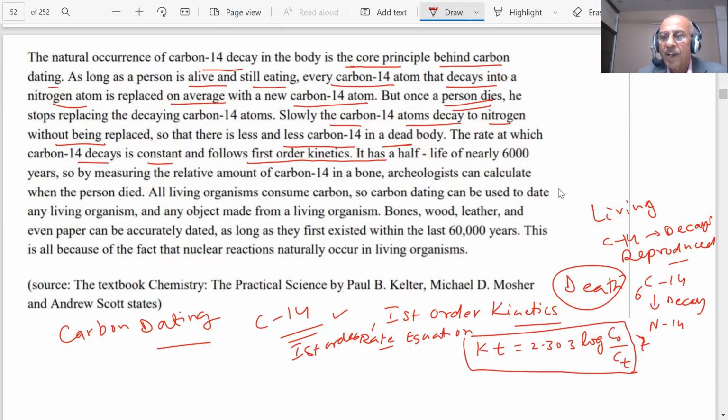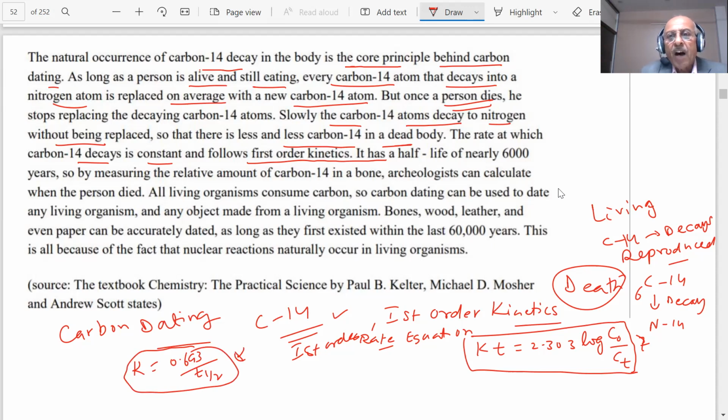This is the original concentration. C0 is the concentration at time t equal to 0. Ct is the concentration of this radioactive isotope after time t. And k is called the specific rate constant. And you also know the formula: k is equal to 0.693 by t half. So if we know the half-life, we can calculate the specific rate constant.